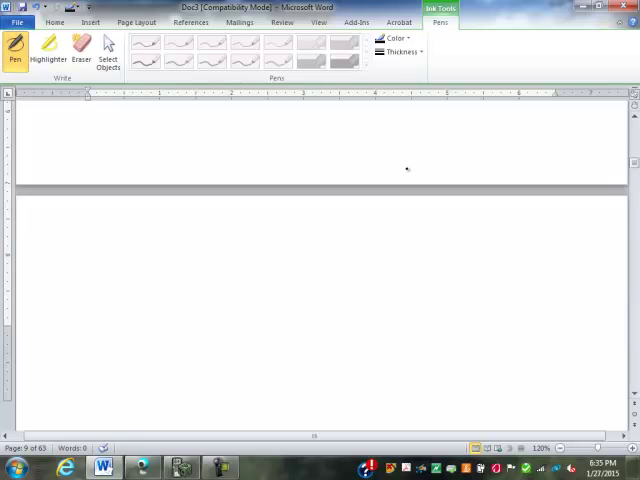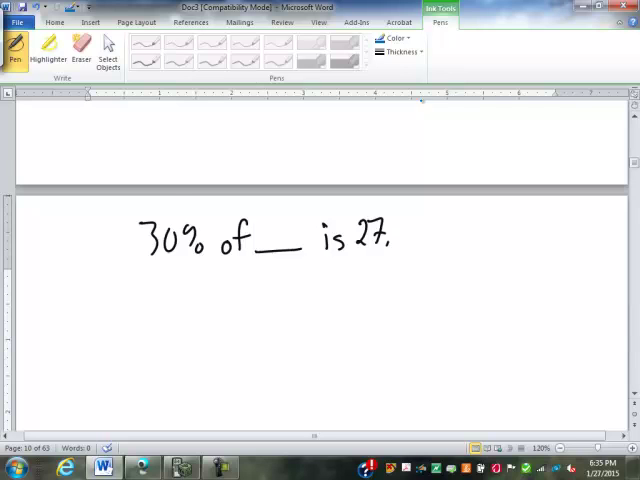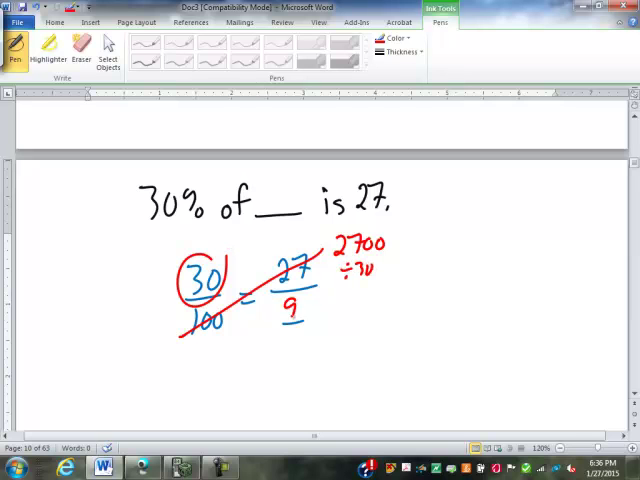Or we could have 30% of blank is 27. How do we start this one? 30 over 100, good. Equals 27 over blank, good. Then we will cross multiply. So what do we multiply? 100 times 27 is 2,700, and then divide by 30 gives us 90.